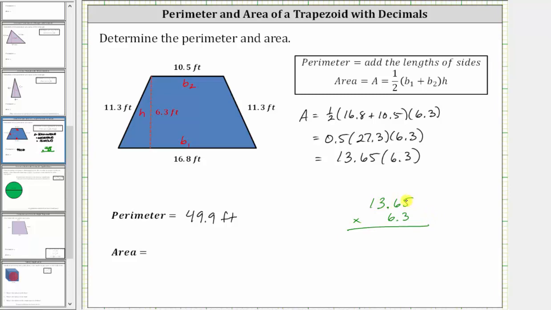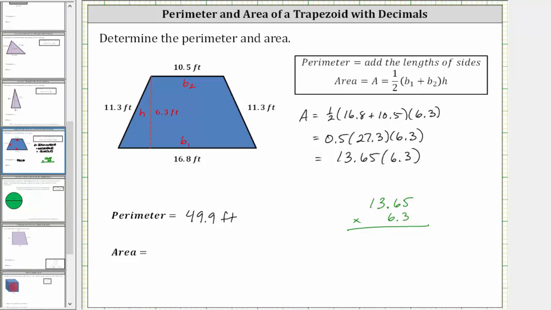Notice now the first factor has two decimal places, the second factor has one decimal place, and therefore the product must contain three decimal places. We begin by multiplying by the 3. 3 times 5 is 15. Record the 5. Perform an exchange. 3 times 6 is 18. Plus 1 is 19. Record the 9. Perform an exchange. 3 times 3 is 9. Plus 1 is 10. Record the 0. Perform an exchange. And 3 times 1 plus 1 is 4.